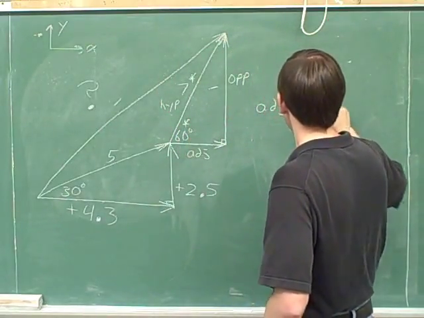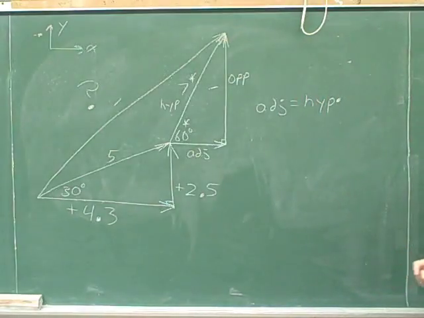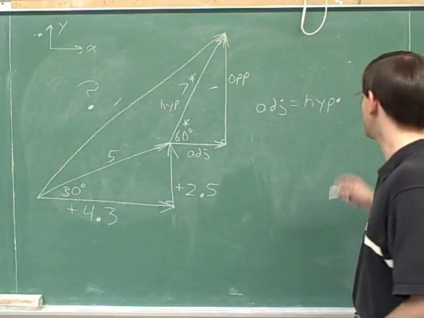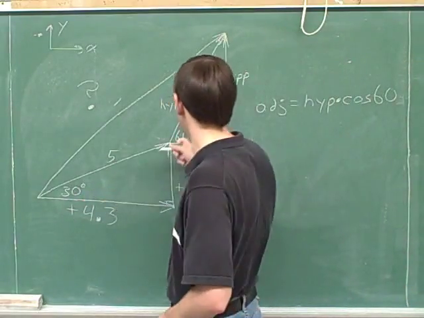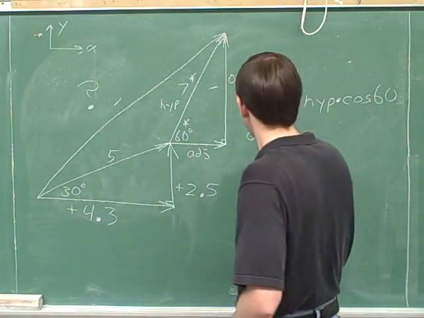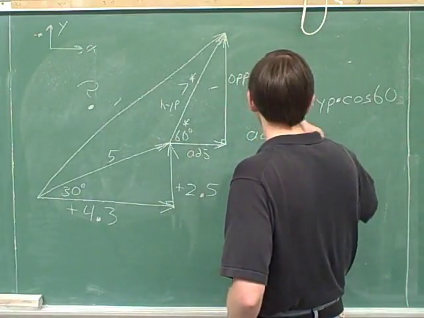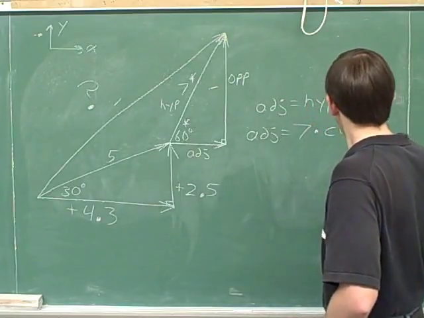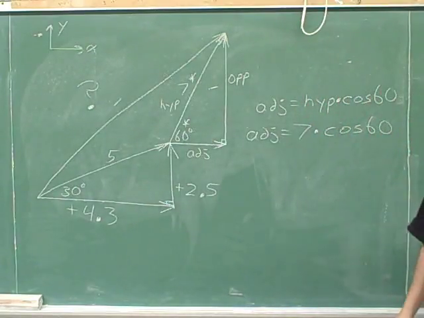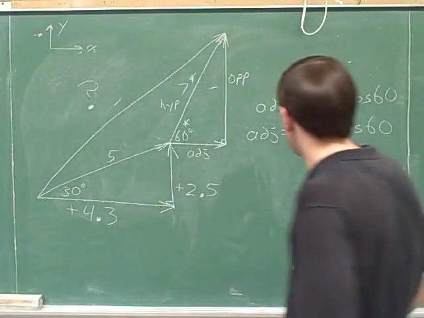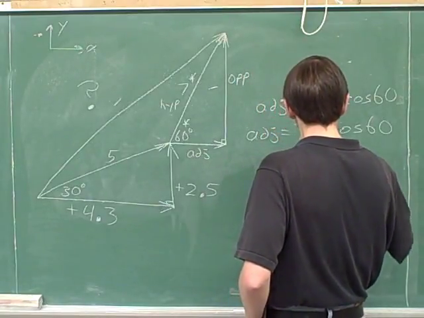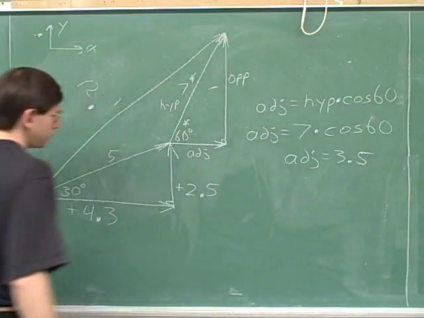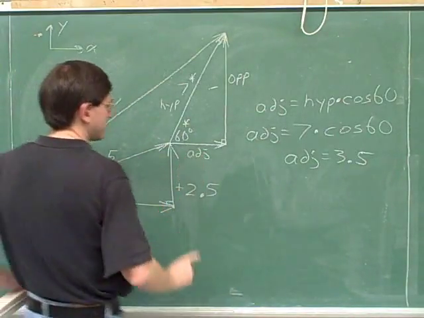To find the adjacent side, we multiply the hypotenuse times the sine or the cosine. Well, adjacent side refers to the cosine. Now we're using the cosine of 60 degrees. Not 30 degrees anymore, but 60 degrees. Now the hypotenuse is 7. We can do this in one step on our calculator. 7 times the cosine of 60 is 3.5. Exactly 3.5. So this adjacent side has a length of 3.5.